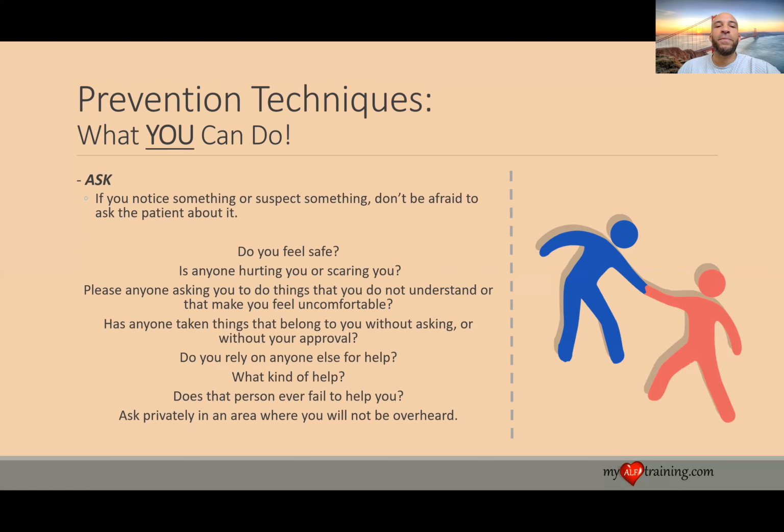Do you feel safe? Another type of question is, is anyone scaring you or hurting you? Is anything scary going on? Who do you rely on for help? Seeing if they have low social support. What kind of help does that person give you? And make sure you're talking to them about these things in a private area where things can't be overheard by other people. So these are some questions that we can ask the patient if we suspect that they may be falling victim to abuse.